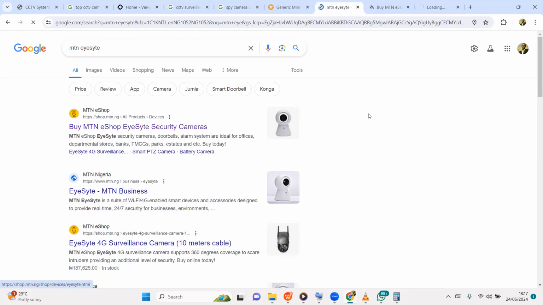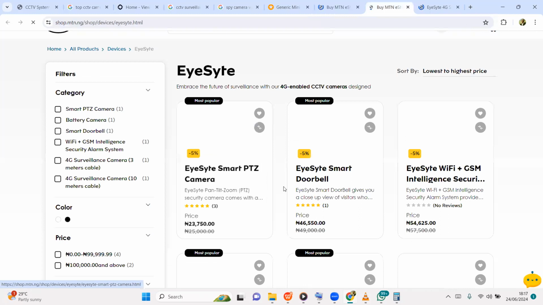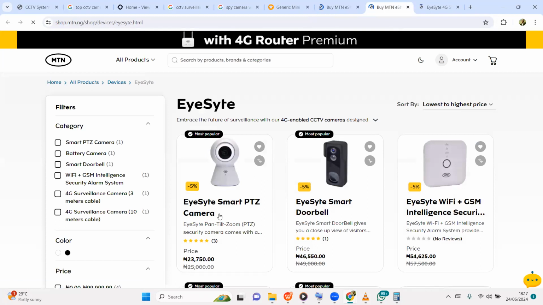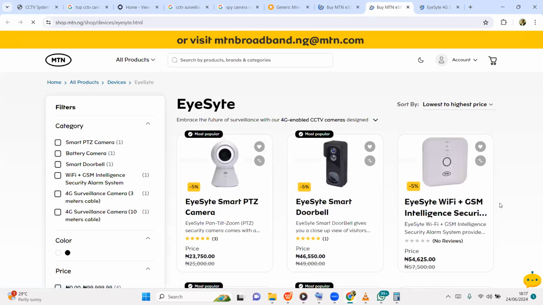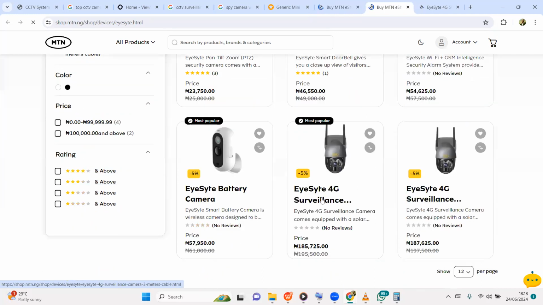If it's outdoor, let's say you have a garage or you have a business, you want to know what is happening outside your facility, you can use the iSight 4G surveillance. Or if it's within a facility, you can use the regular iSight, which is less than, I think, 35,000 or thereabout. I think it used to be sold for 25,000 naira. Are you seeing? So there are different cameras. So you see this one is just 23,750. This one is a doorbell camera. This is just a combination of both the Wi-Fi and a surveillance system that they have. This is external outdoor.